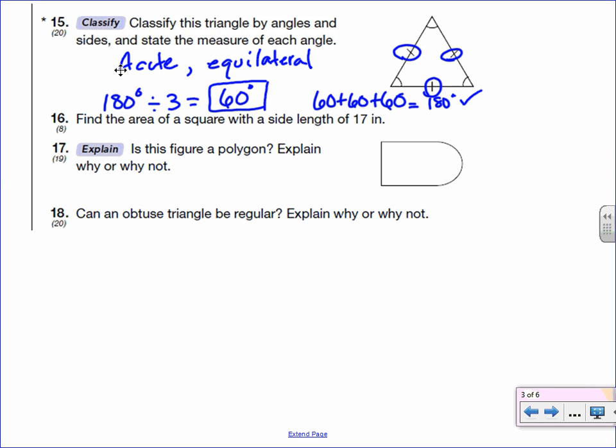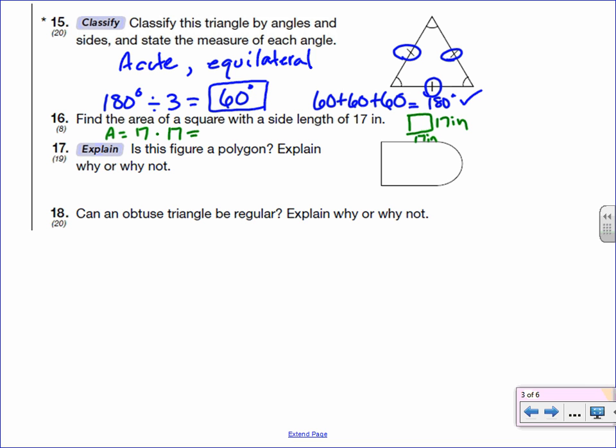Find the area of a square with a side length of 17. Now, at first glance, it might seem like they didn't give you enough information because they only gave you one side. But if it's a square, all the sides are the same. So this is 17 inches, this is 17 inches, all of them are 17 inches. So to find the area, I multiply the length, which is 17, times the width, which is 17.